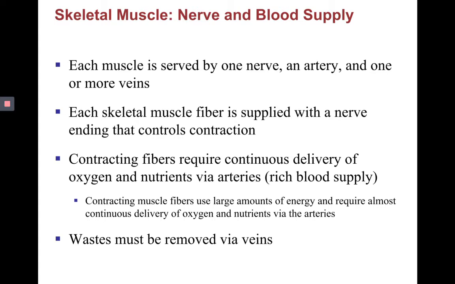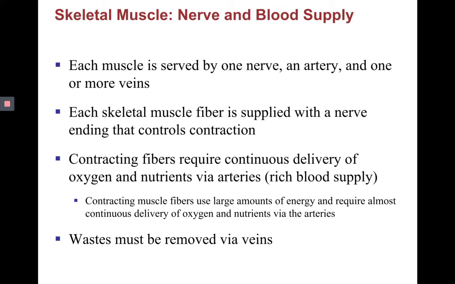There's also contracting fibers that require continuous delivery of oxygen and nutrients via arteries, hence why skeletal muscle would need such a rich blood supply. You actually need a lot of energy, therefore a lot of oxygen and nutrients, in order for muscle to contract. And then wastes are always removed via veins.